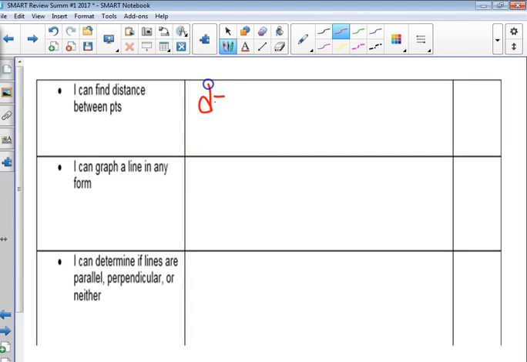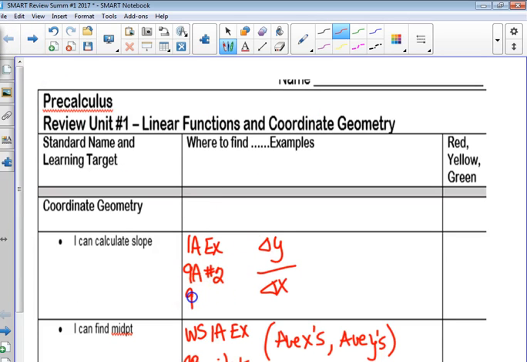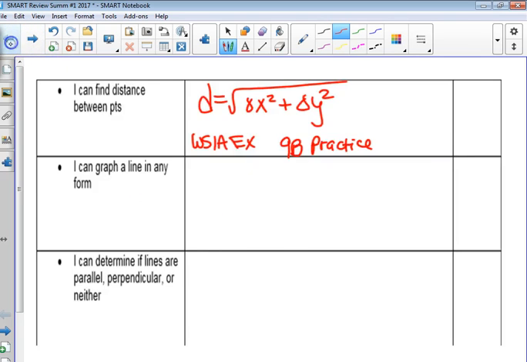Okay, distance between points, ew. Change in x squared plus change in y squared. It's basically the Pythagorean theorem. It's on, I'm guessing, 1A again. Yep. Worksheet 1A has an example. And let me see if I can find any practice. Yes, 9B has practice. Okay, so do you want me to do one off 9B? 9B also has distance, slope, all this. So 9B numbers 9 and 10 are practice of this.